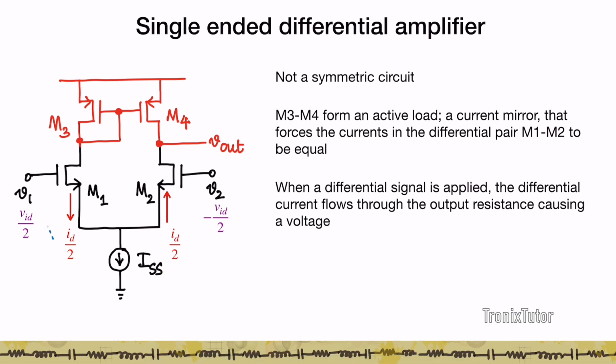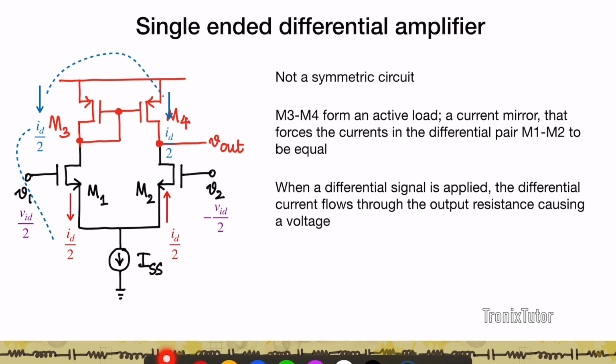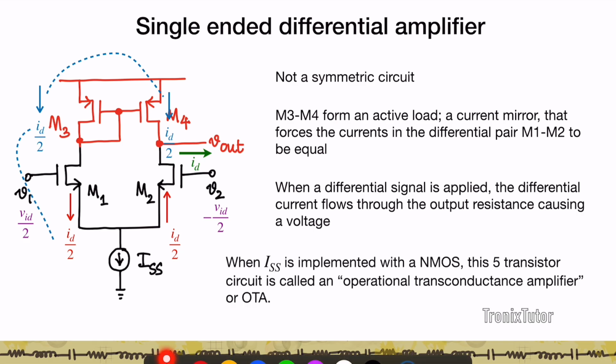and a current of ID by 2 flowing in M2. Now M3 is connected in a fashion such that the same ID by 2 is going to be flowing in M3. Now because M3 and M4 form a current mirror, this ID by 2 is going to be mirrored into M4. So M4 is going to carry the same current as M1. M2 is carrying a current which is ID by 2 in the opposite direction. So a net current of ID, which corresponds to the differential voltage, is going to flow at the output node and into the output resistance, causing a voltage to be developed at the output.